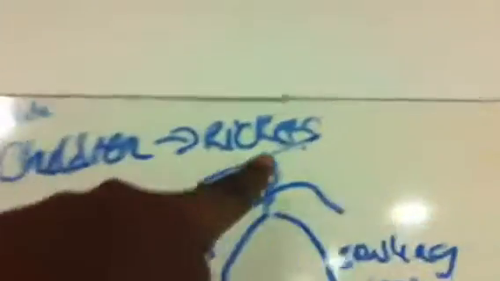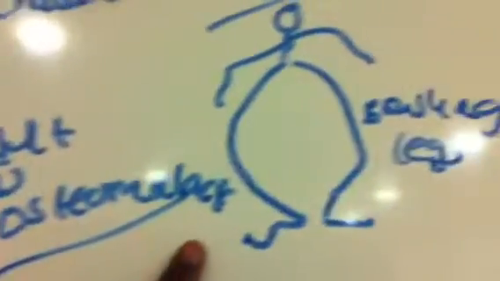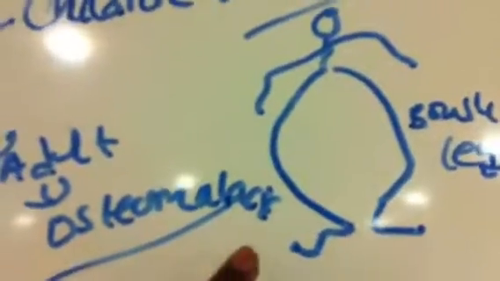So this is the cause. Vitamin D deficiency in children is called rickets, in adults it's called osteomalacia. Just remember the Asians, hijabis, cover up, so the osteomalacia.